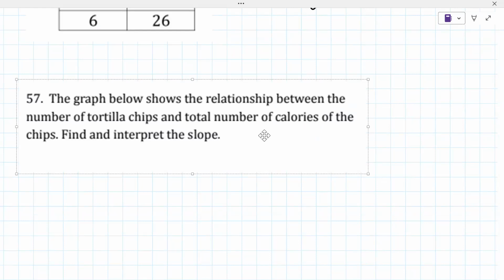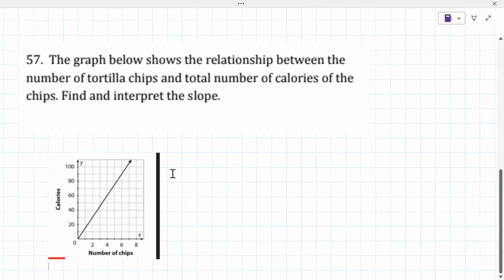All right, so the graph below shows, oh, I'm sorry, I need to grab that graph. The graph's actually the main thing. You don't even need the question. You got to find the slope. It's really a rate, a unit rate. Okay. So it's the y over the x.